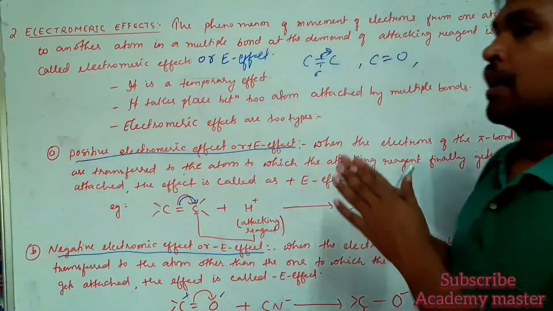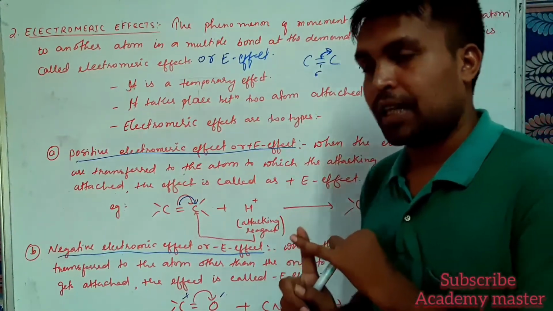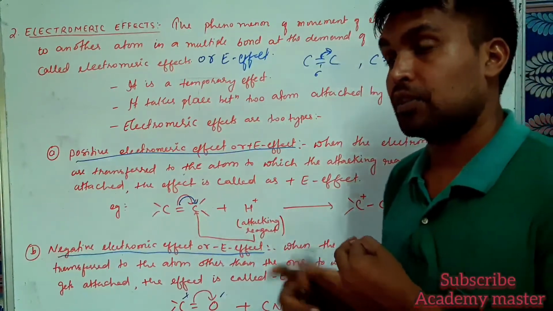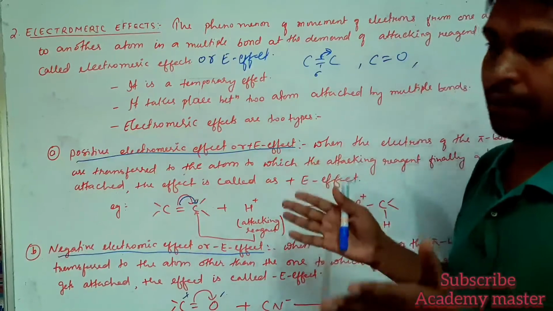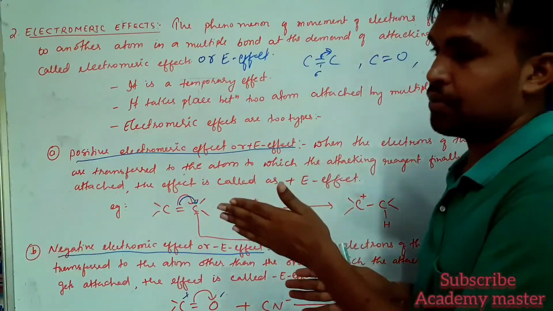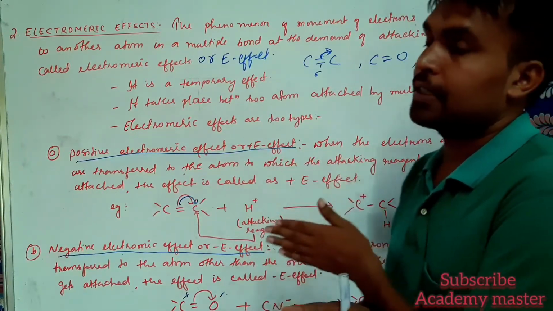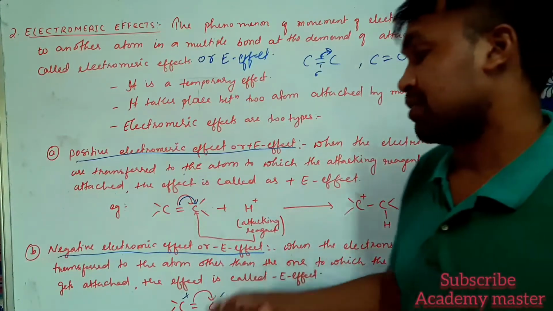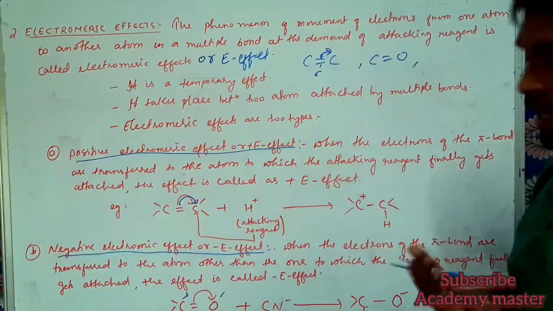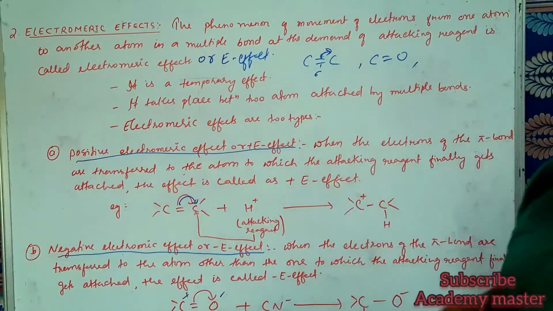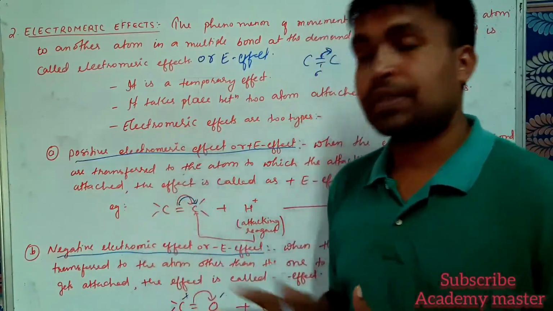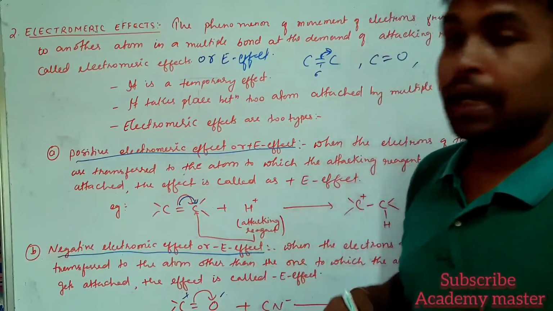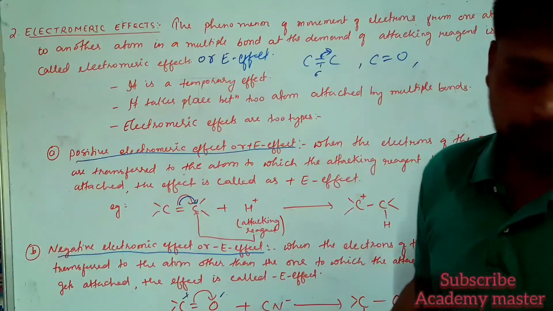That means here one atom is getting attached to the attacking reagent, and another atom is getting attached with the electrons. Both are different. The electron is getting attached to one atom, and the attacking reagent is getting attached to another atom. So this type of electromeric effect, we call it what? Negative electromeric effect. I hope, dear students, you have understood all this topic. It is very easy. Take down the notes, and then we shall move on to the next topic.